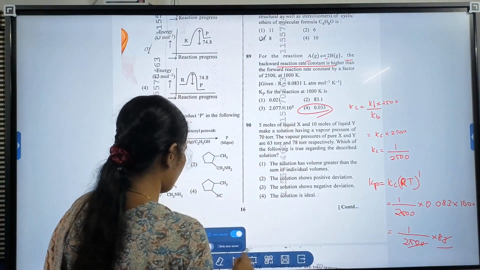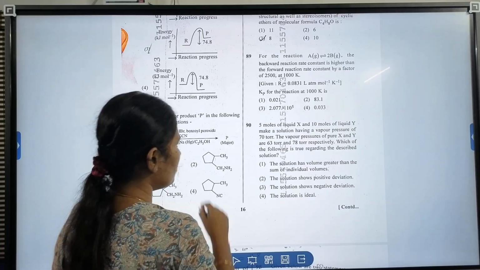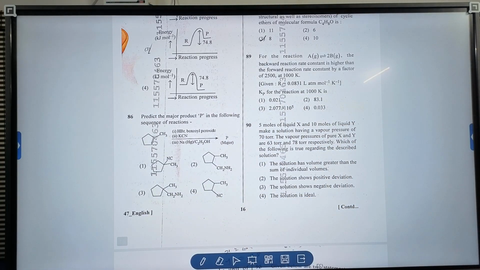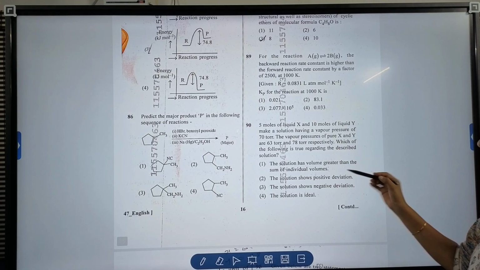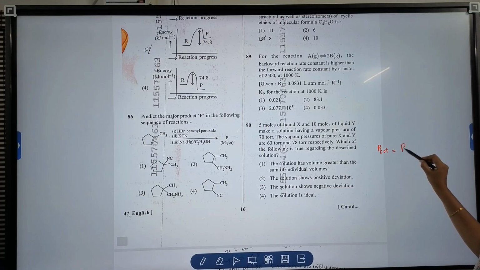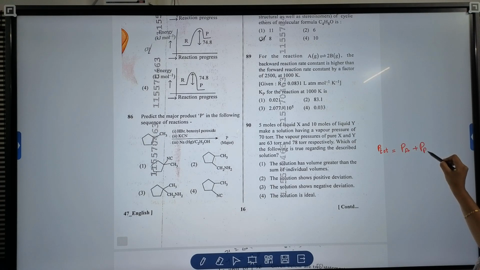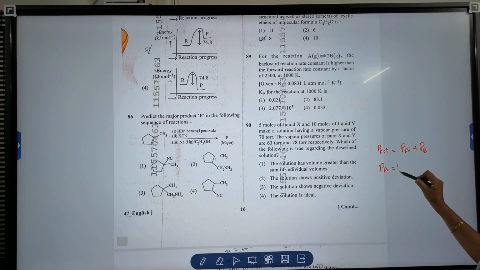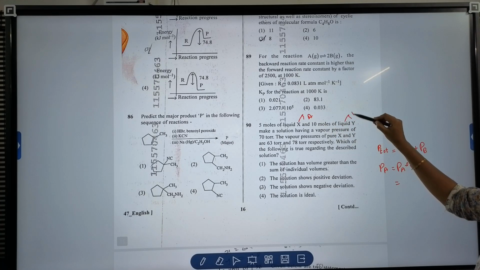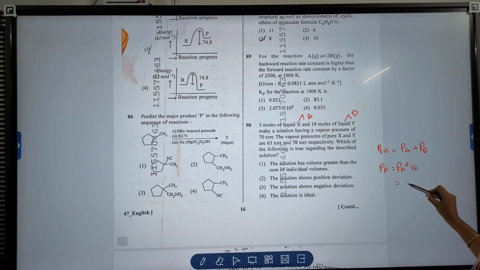90th question. 5 moles of liquid X, 10 moles of liquid Y make a solution having the vapor pressure. The initial is given. We are going to find out P total to confirm it. P total is nothing but PA plus PB. What is PA? PA naught into XA. What is PA naught? Let's take X as A and this as B. So here it is 63.